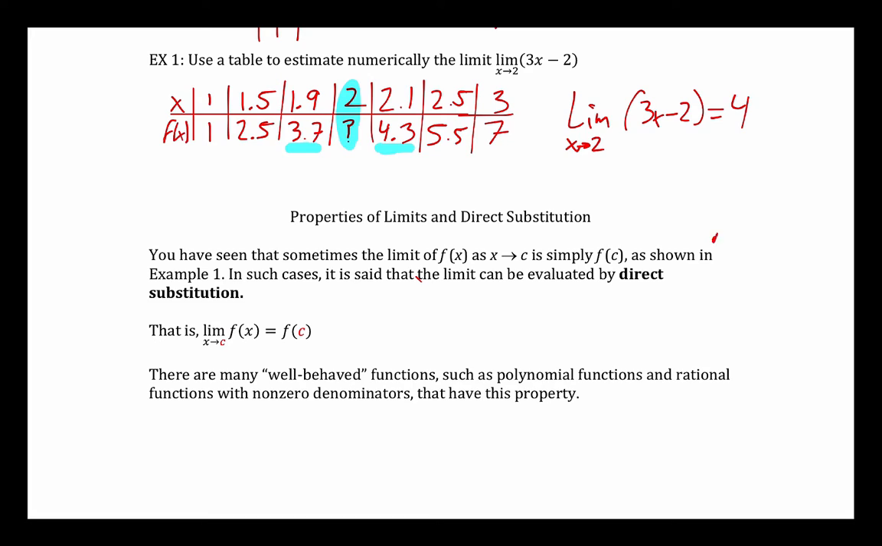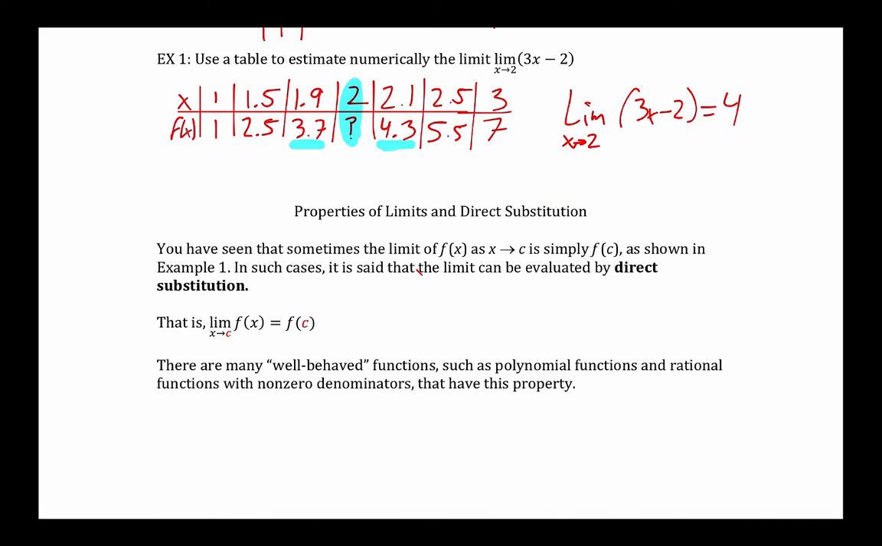So talking about the properties of limits and direct substitution, which is really what I was just hinting at there. You've seen that sometimes the limit as x approaches c, so in the previous case, the limit as x approaches 2, is simply what we'd get if we just plugged in f of c, or in the previous one, f of 2, as shown in example 1. In such cases, it is said that the limit can be evaluated by direct substitution. In other words, the limit as x approaches c of f of x is just f of c. In other words, what happens if we just plug in that number?